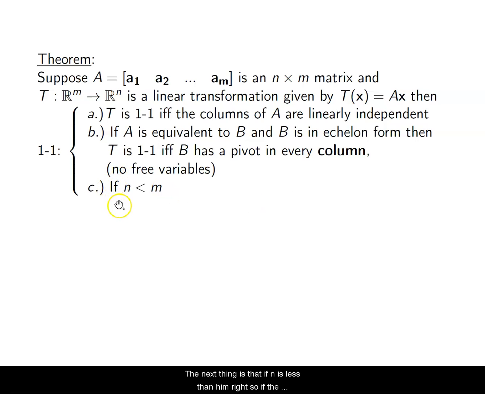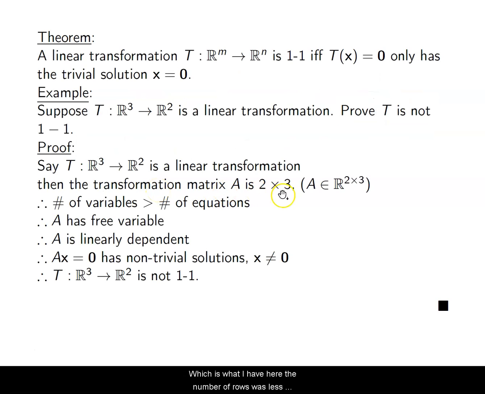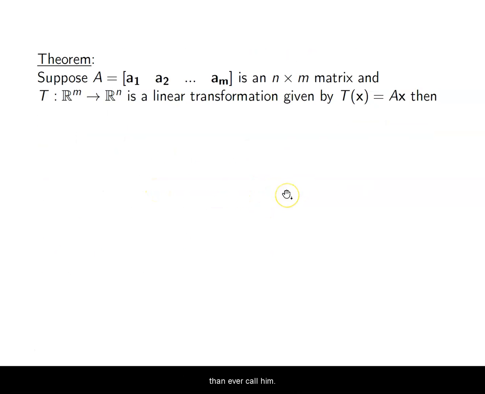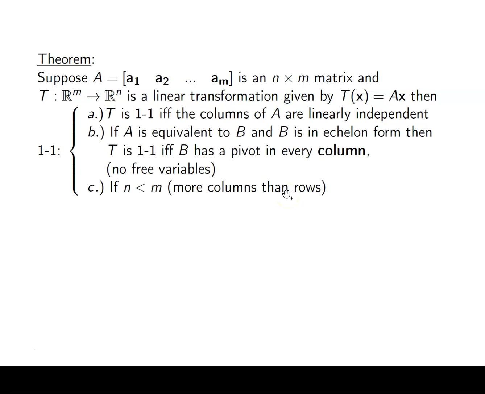The next thing is that if n is less than m, so if the number of rows is less than the number of columns, which is what I had here, more columns than rows, then T is not one-to-one. So again, this, along with the free variables, is how I proved something was not one-to-one in the previous example. So now you have sort of 3 methods of showing something being one-to-one or not.